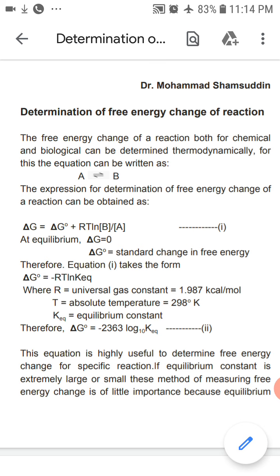A and B, which are written in square brackets, are molar concentrations of reactant and product, and K equilibrium is the equilibrium constant, which is the ratio of molar concentration of product and molar concentration of reactant. Ln is Napier logarithm, which is converted into base 10, and the equation simplifies as delta G naught equals minus 2.303 RT log 10 K equilibrium.